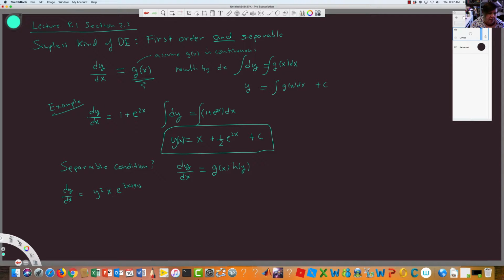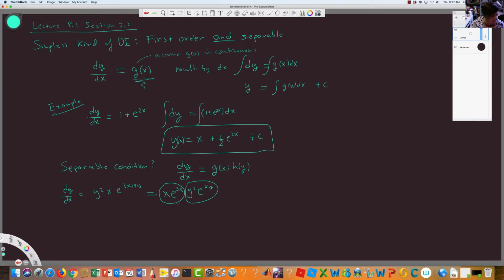You might look at that and be like, oh no, I can't, that's mixed up, right? There's x's and y's over here, etc. But this actually is separable. You just got to write it in a better form so you can see that. So I'm just going to collect everything. I have x, and I can split my exponential, e to the 3x, and then I have y squared e to the 4y, right? So now this is my h of y, and this is my g of x.